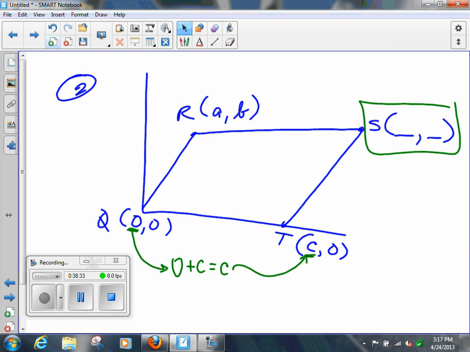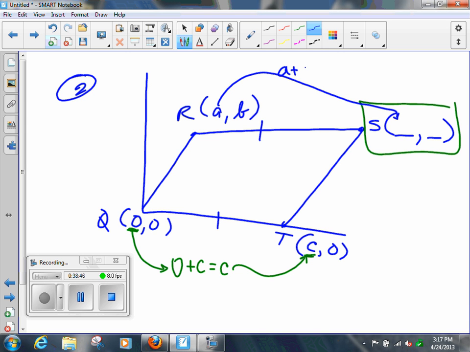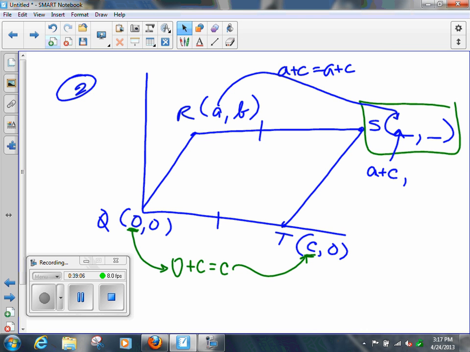So, what do we know about the opposite sides in a parallelogram? It's the same distance. Is it A plus 0? It's A plus C. Can I literally combine those? No, I can't literally say A plus C is AC. A plus C, folks, is A plus C. Hold that thought. Let me look at it in just a second.